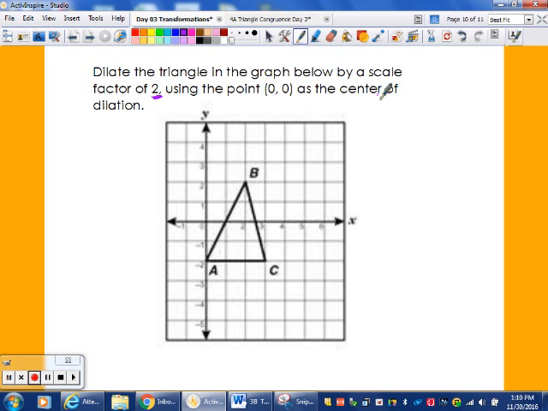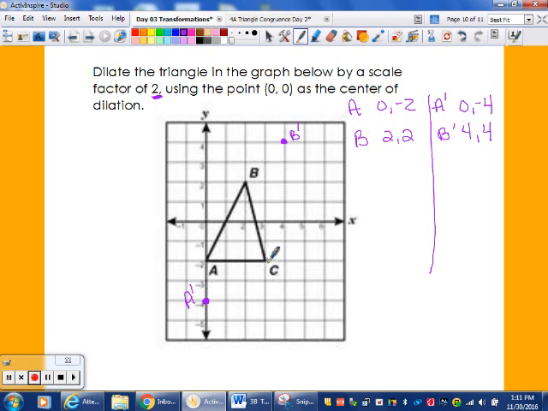So if A was 0, negative 2, right? Your new A prime will be 0, negative 4. So if I'm looking at B, it's at 2, 2, right? B prime is going to be at 4, 4. C is at 3, negative 2. So C prime would be what, guys? 6, negative 4.